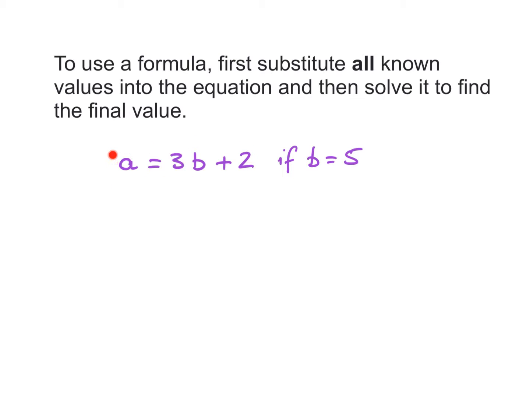Alright, well here we have a little equation, so a is equal to 3b plus 2, and we need to solve this if b is equal to 5. So I need to substitute all values of b for 5. And that would look something like this. A is equal to 3 multiplied by 5 plus 2. So 3 5s are 15 plus 2 is equal to 17, therefore A is equal to 17, and that would be my answer.